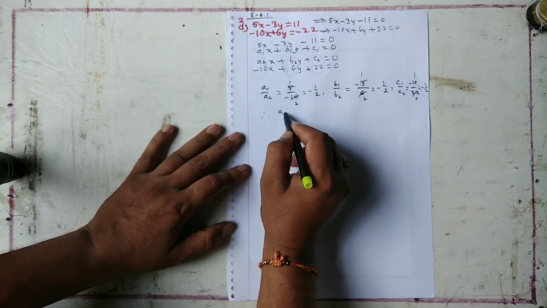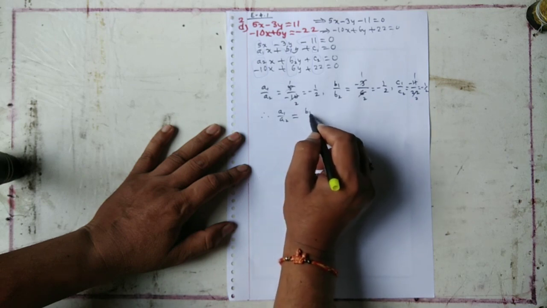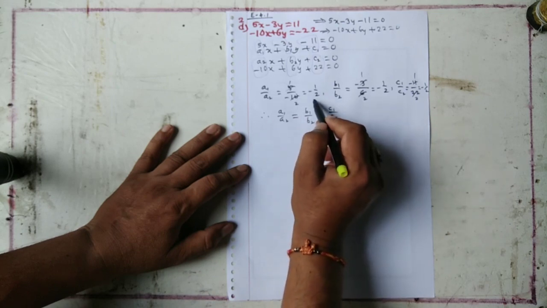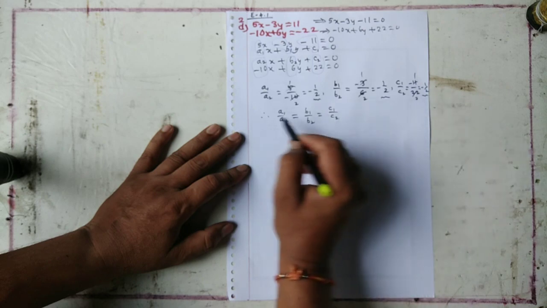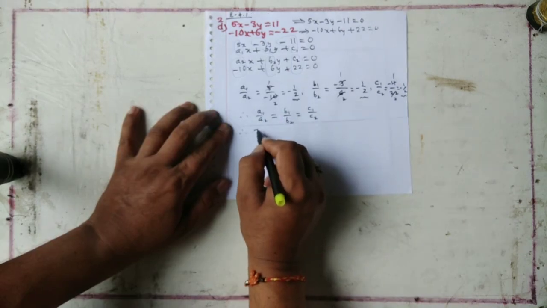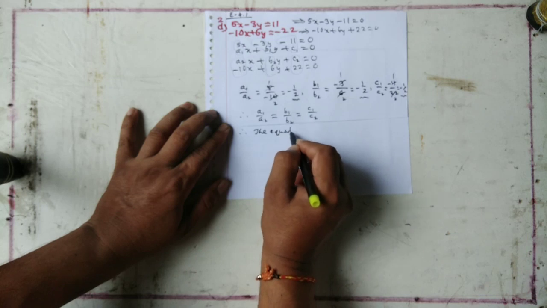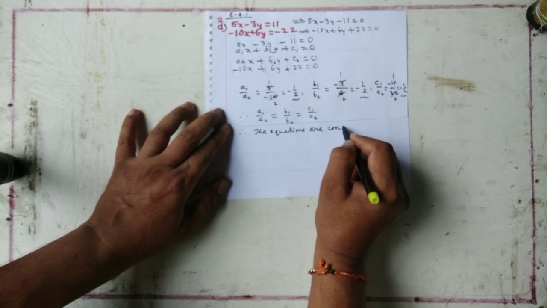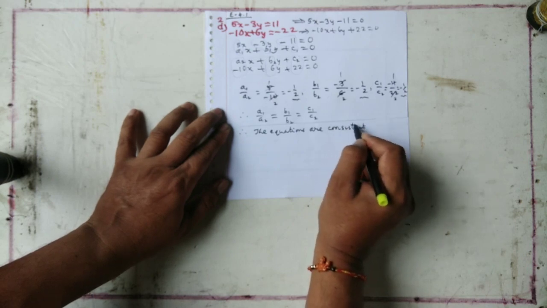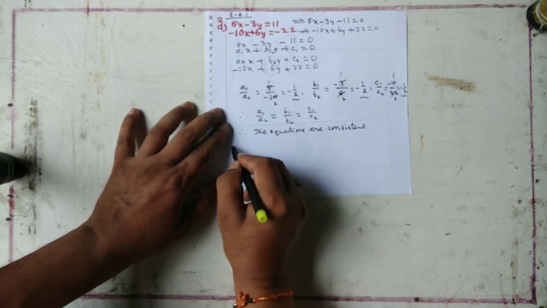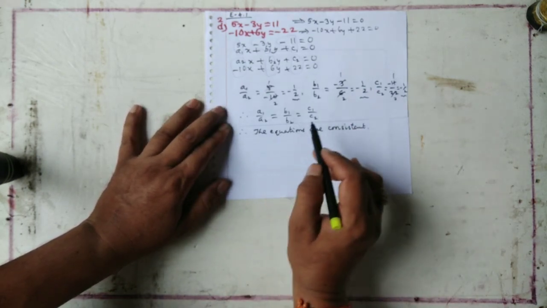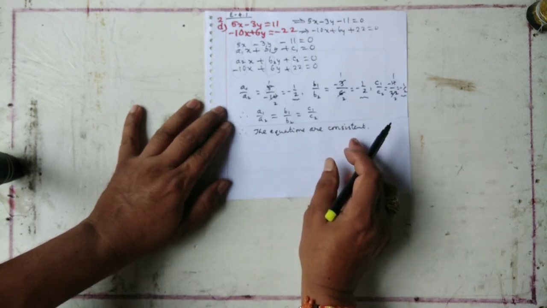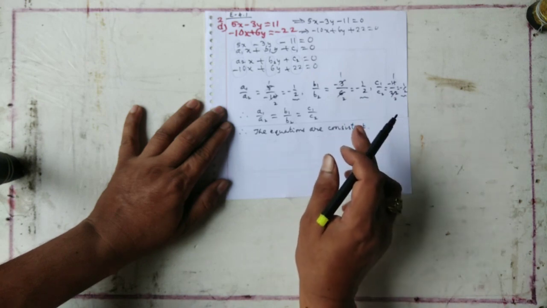Therefore, a1 by a2 is equal to b1 by b2 is equal to c1 by c2, each minus 1 by 2. Therefore, the equations are consistent, and also we can say the lines represent coincident lines and have infinitely many solutions.